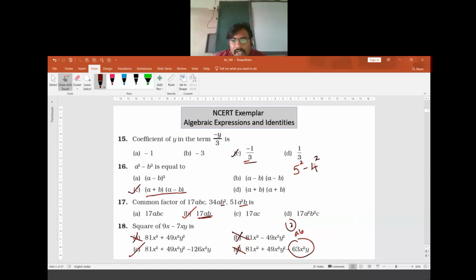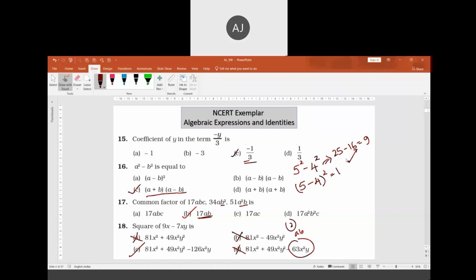If you are saying that it is the same as 5 minus 4 whole square, just observe the answer. 5 square is 25 and 4 square is 16. 25 minus 16 is 9. Here 5 minus 4 is 1, and 1 square is 1. Is 1 the same as 9? It cannot be the same.